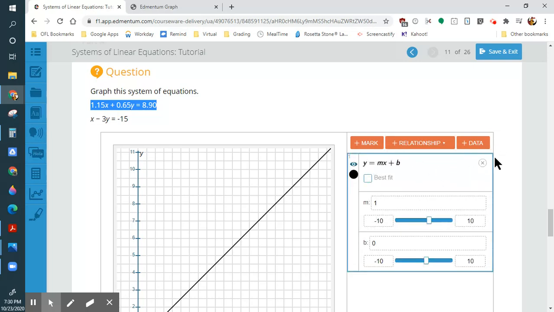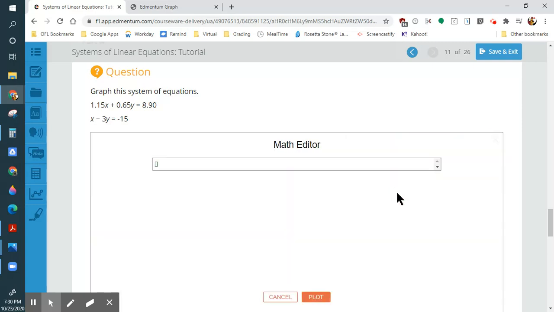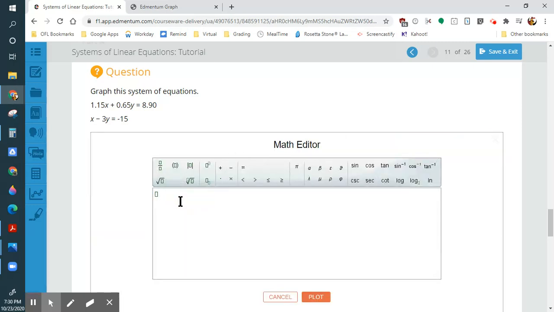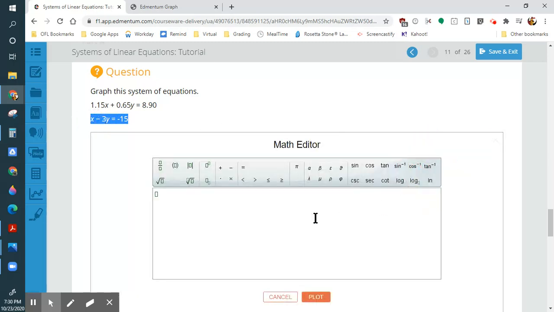Oops. Oh, I don't want to do linear. I'm sorry. You have to do relationship custom. And you can literally just type it in here and it should be able to plot it. Yep, plots it in just fine. Then I'm going to grab this one. So I'm going to grab this formula, go to relationship and custom, and I'm going to plot it.